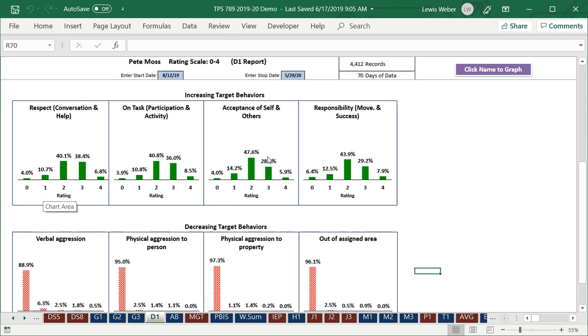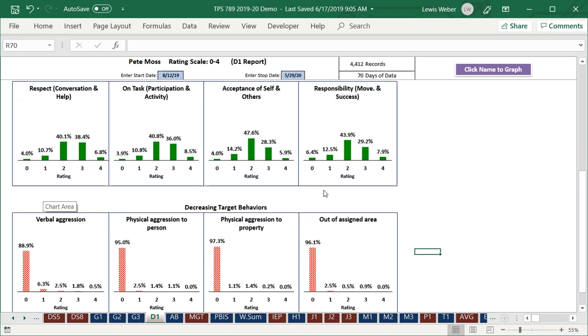And we can do that for each of the target behaviors. Of course, for the increasing targets, we want to see higher percentages over here. 2s and 3s are not bad, though. We should point out that for these ratings, 4 to 6% of the ratings were 0s, meaning that Pete didn't have any respect on task acceptance or responsibility.